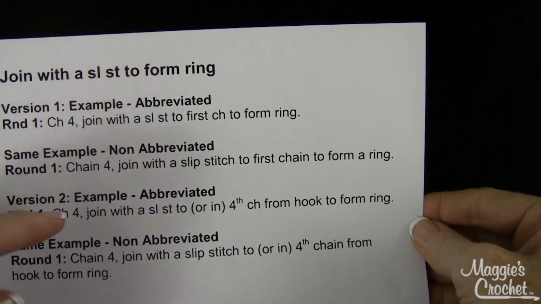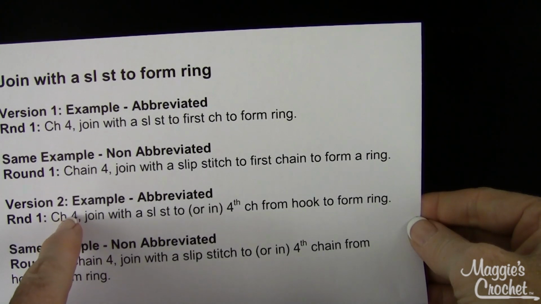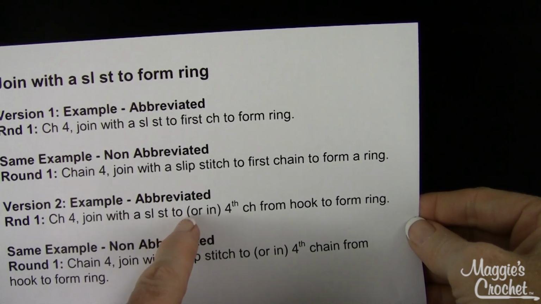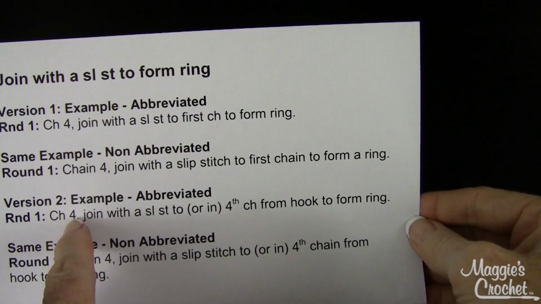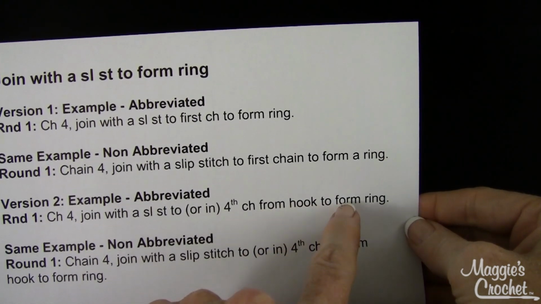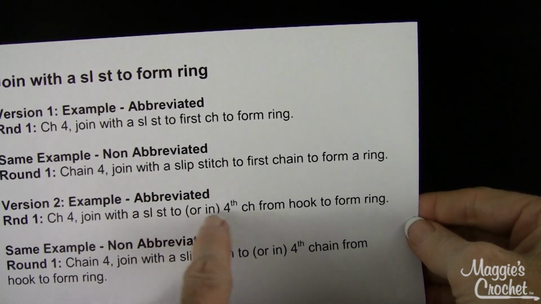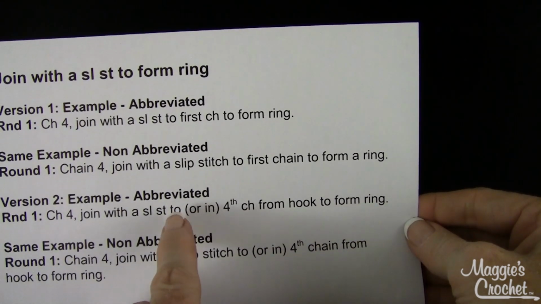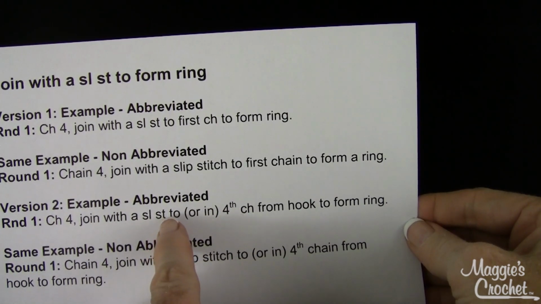So they might also say something like this. Round 1, chain 4, join with a slip stitch to, or sometimes they say in. A pattern may say chain 4, join with a slip stitch in fourth chain from hook to form ring, or it may say chain 4, join with a slip stitch to fourth chain from hook to form ring. Whether they say to or in, they mean the same thing.